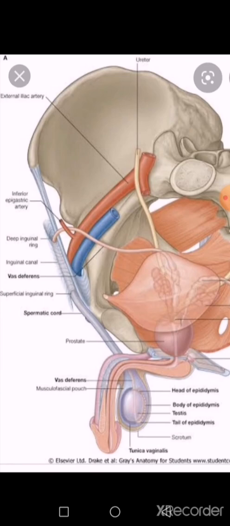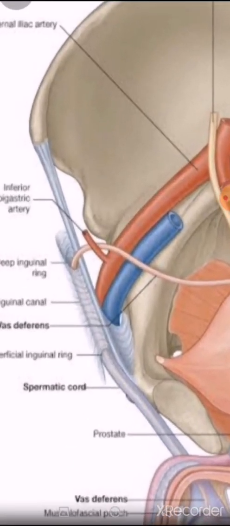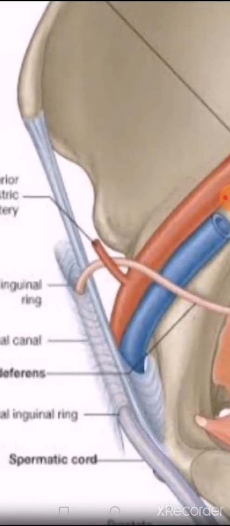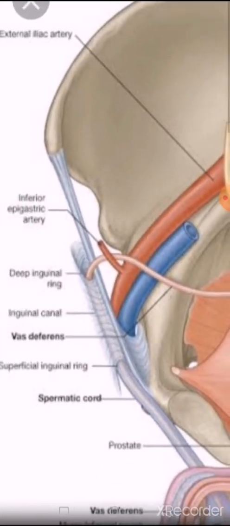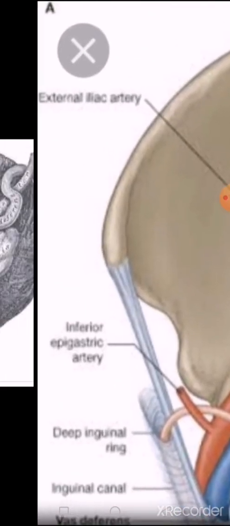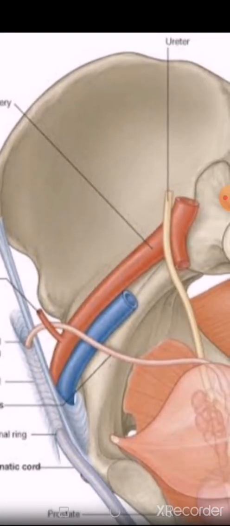Now look at the label of the inferior epigastric artery. It then hooks around the lateral side of the inferior epigastric artery, travels across the external iliac artery labeled over here. You can see it. And then passes both backwards and medially.